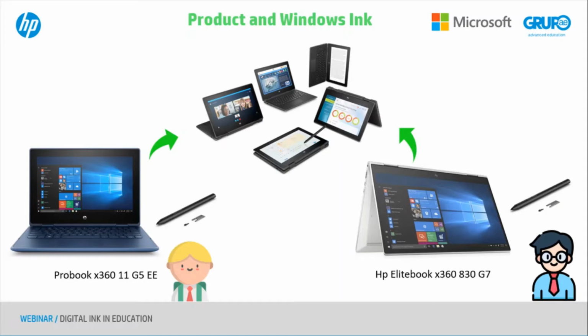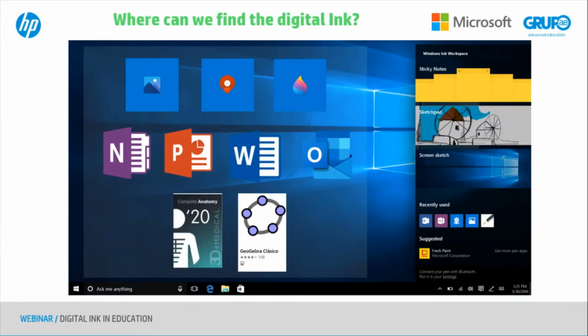Now I'm going to show you where we can find digital ink on PCs that have this functionality. At the bottom right, you will see this icon of a pencil, which, if we click on it, we get the digital ink area and all the options that we have at our disposal. And these are some of the applications with which you can work with digital ink.